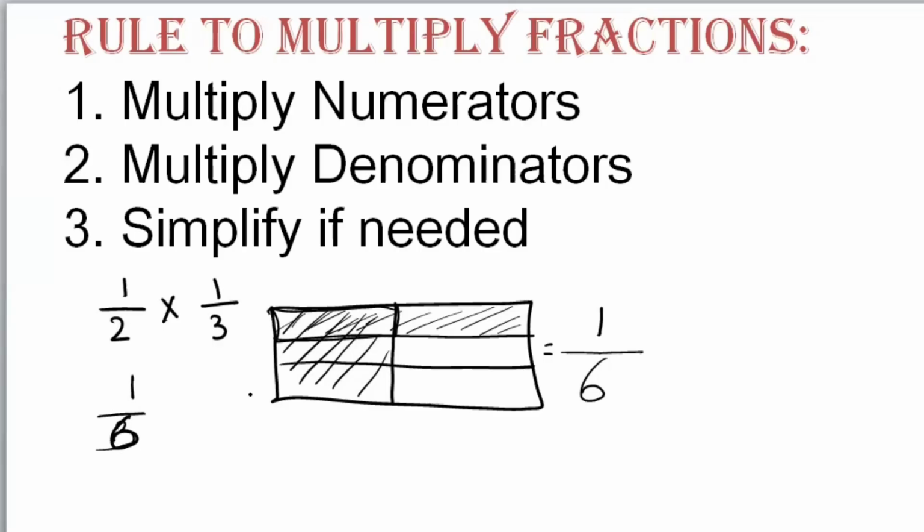When we use the diagram to explain it, we have to do one fraction with the horizontal one and another with the vertical one. And then we have to see how many total parts we get, and out of the total parts, how many parts are shaded two times or how many parts are overlapped.